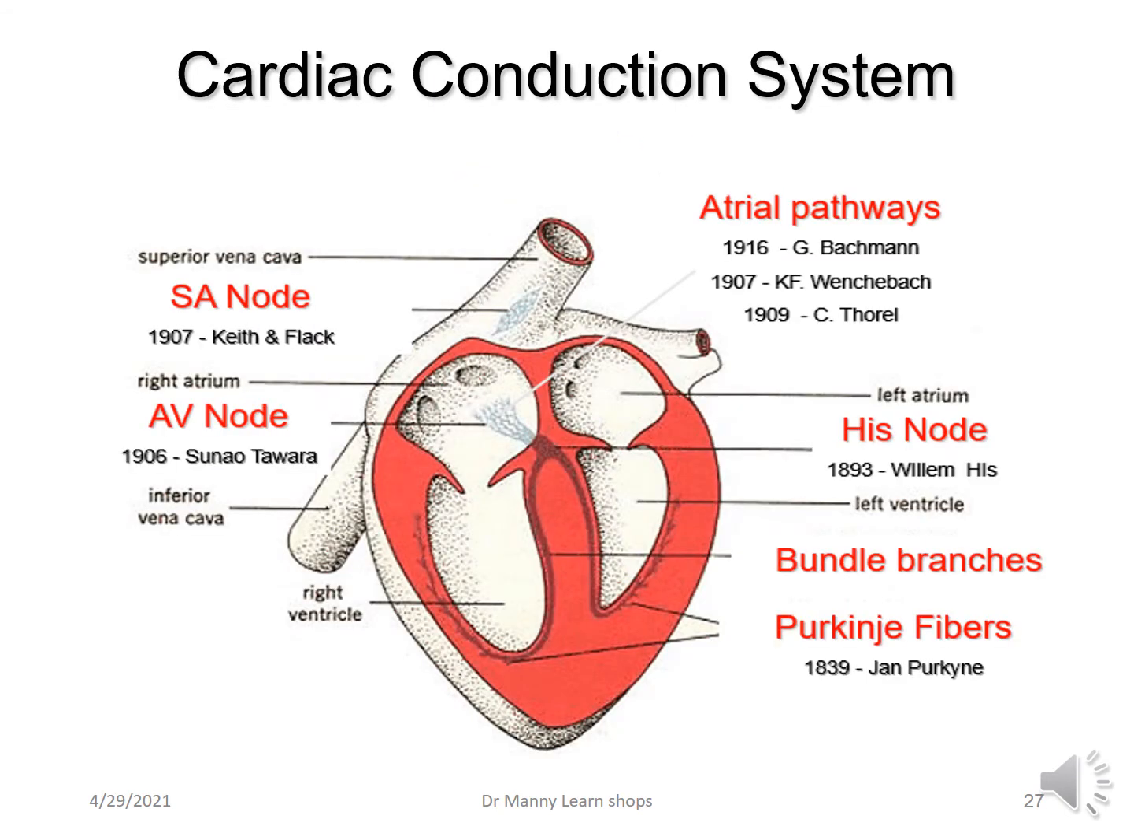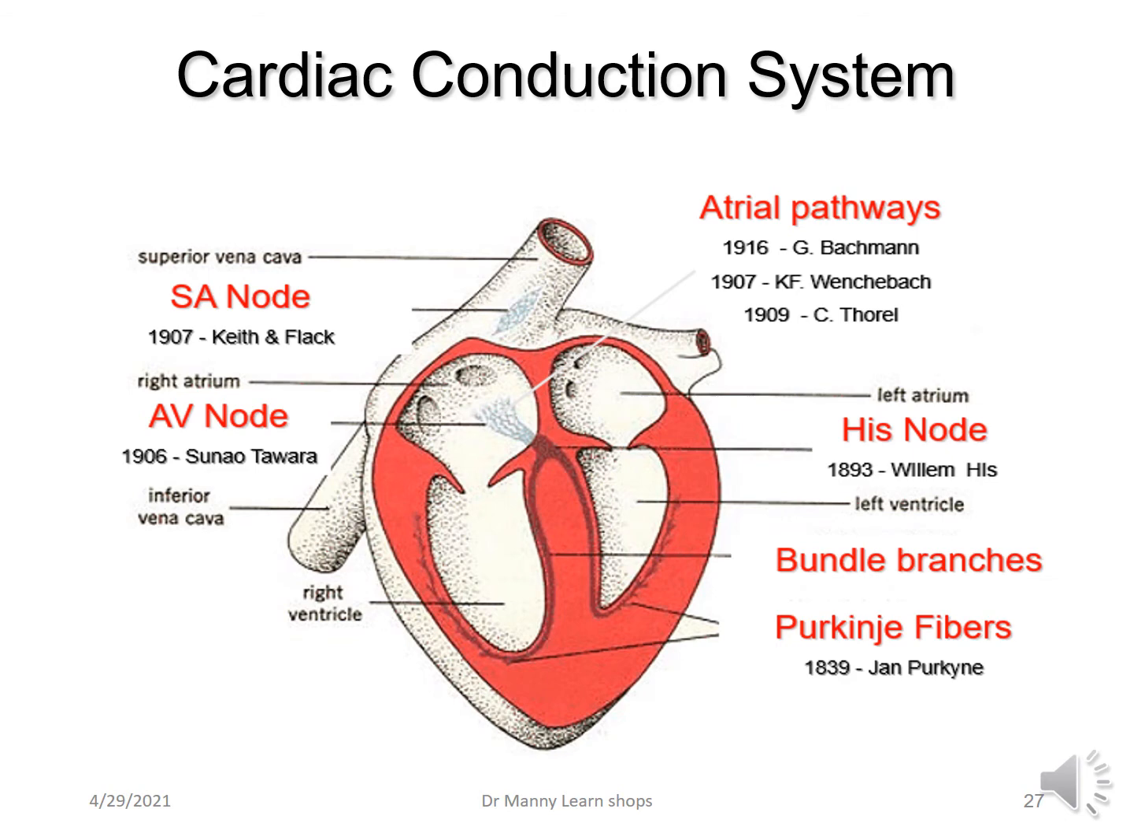The cardiac conduction system consists of the SA node, the sinoatrial node, the atrioventricular node, and in between those two nodes, the atrial pathways. Below the AV node is the His node, which is followed through by the bundle branches, right and left, which bifurcate into the Purkinje fibres.